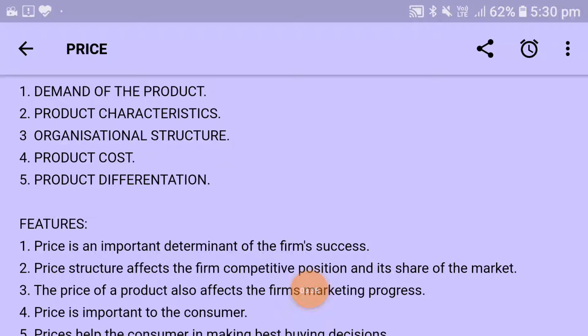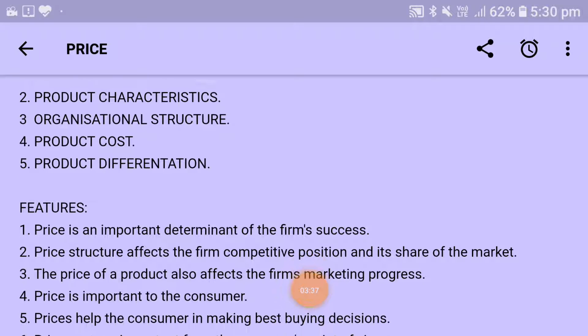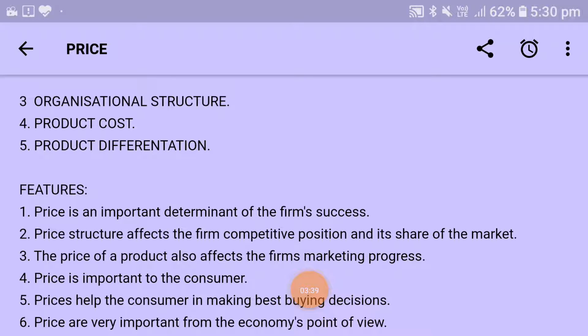Second, price structure affects the firm's competitive position and its share of the market. Because the price of the product is a major determinant of the market demand of the item, the competitive position of a firm offering lower prices will be stronger, and its share of the market would be larger because it attracts more customers. Thus, price also helps in determining the quantum of production which should be carried out by the firm.